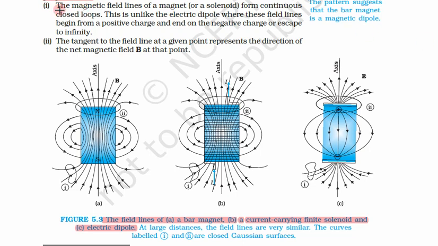So the magnetic field lines of a magnet or a solenoid form continuous closed loops. So this you can see, these are closed loops. These are not non-closed loops. These are closed loops. So here in this figure we could not see it fully, but these are closed loops. This is unlike the electric dipole, where these field lines begin from a positive charge and end on the negative charge. So here we can see these start on a positive charge and end at a negative charge. But here we see these are closed loops.